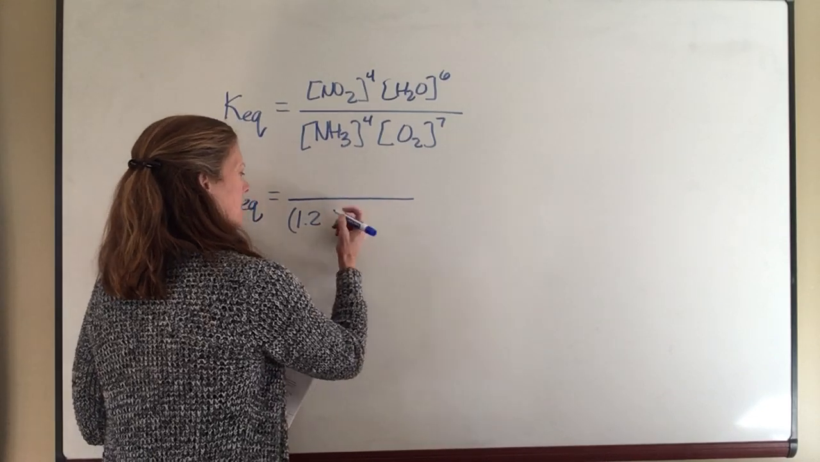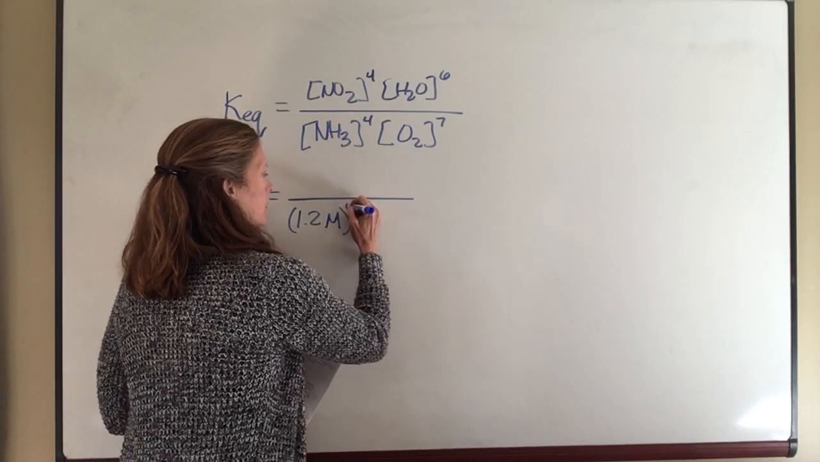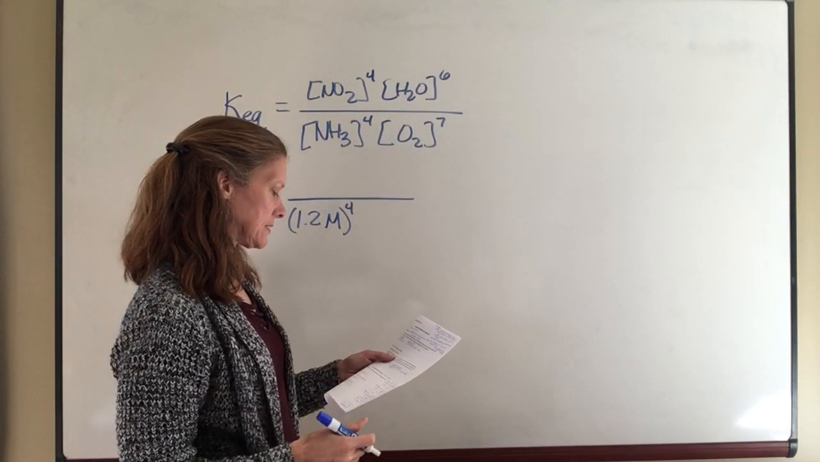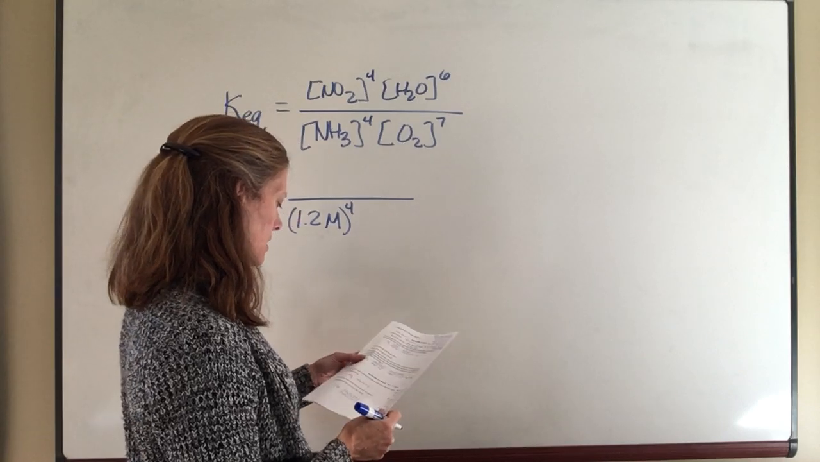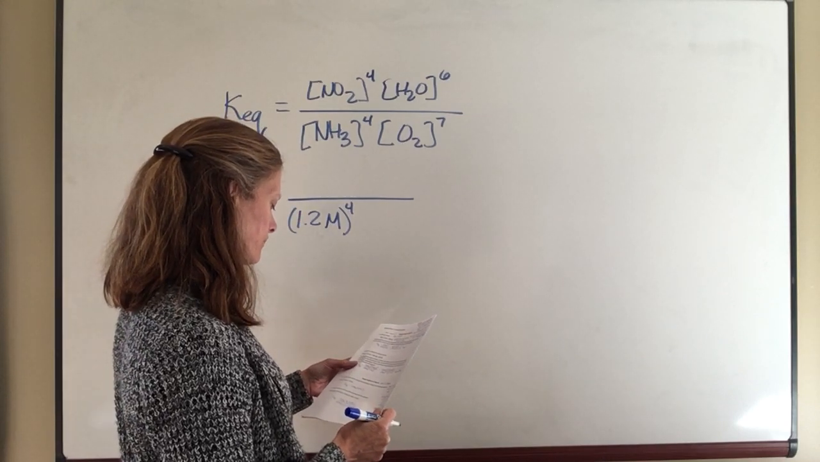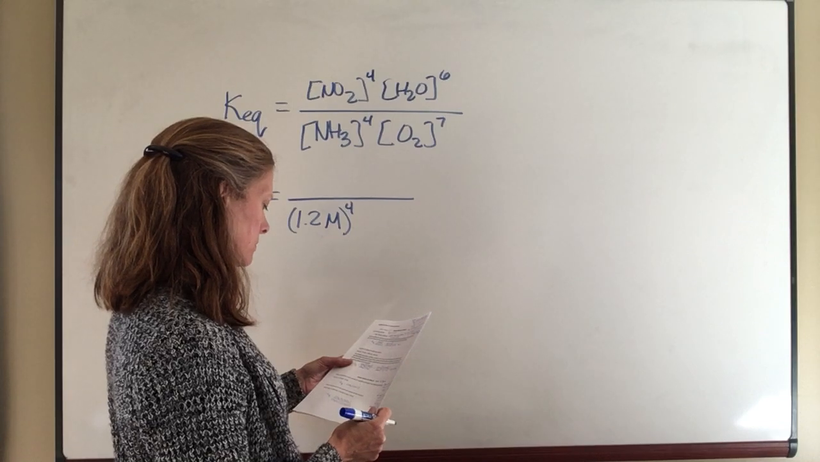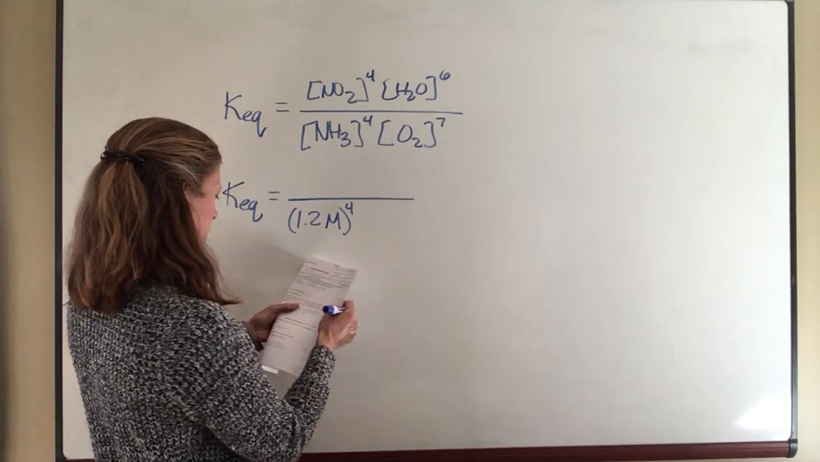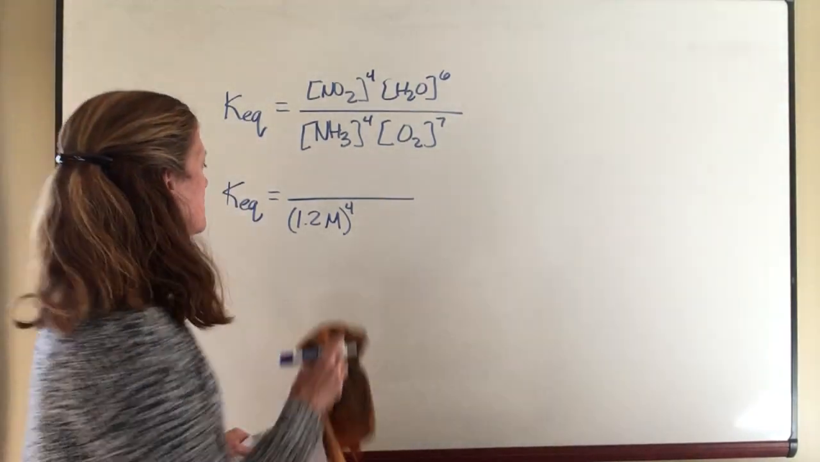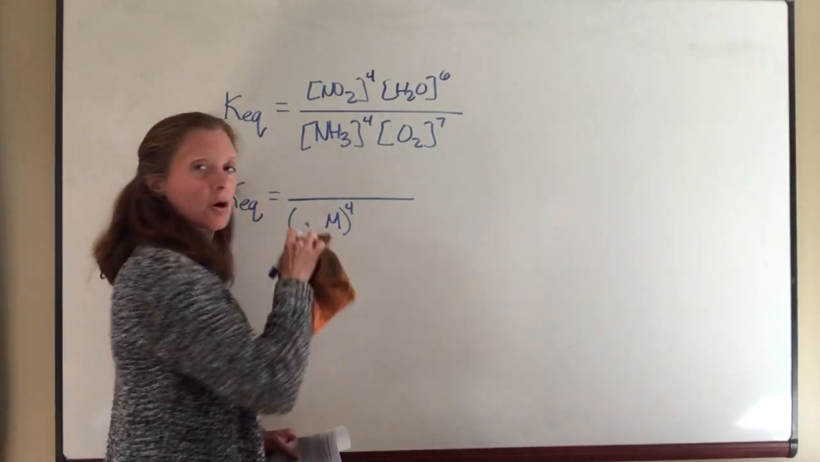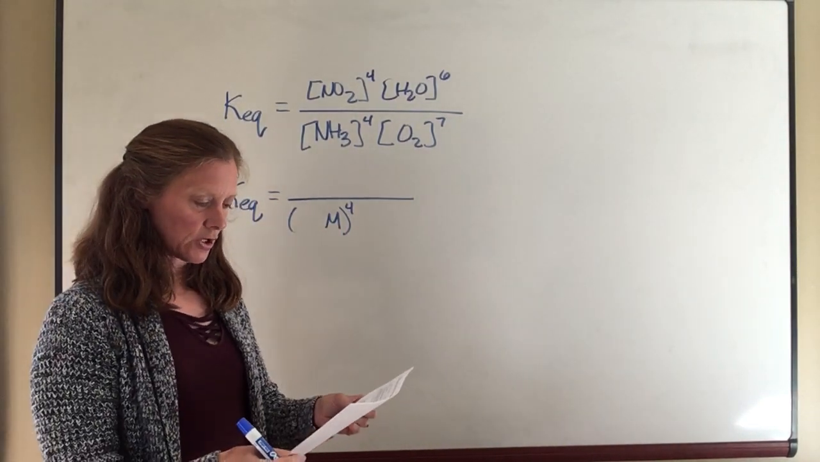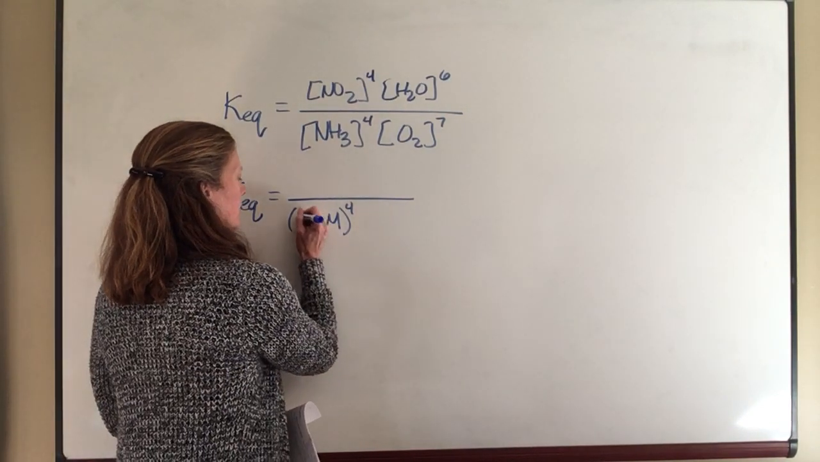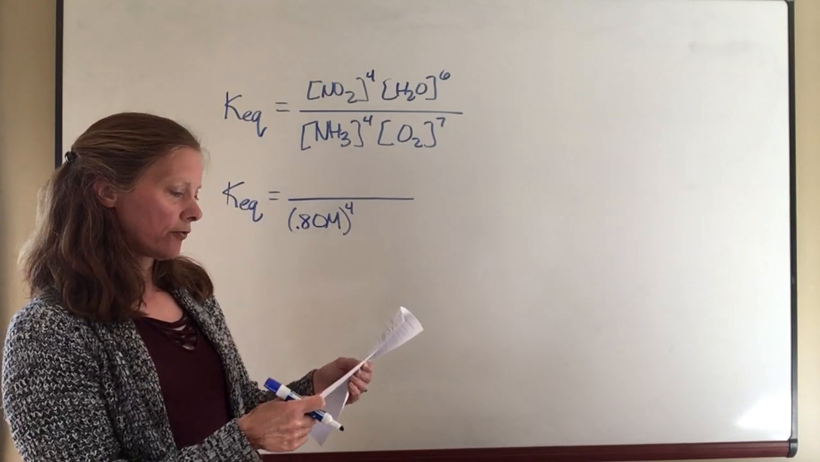I did that last time too, didn't I? I kept forgetting to put that molarity on there. So 1.2 molar to the 4th, and then it says that the, yeah, that's right, 0.8. It's not the 1.2. I just told you that was the initial concentration, and we weren't using that. Sorry, I read the wrong place in the problem. We'll read a little bit further in the problem. It says at equilibrium, the concentration is 0.8. So I've got 0.80 molar for the ammonia.